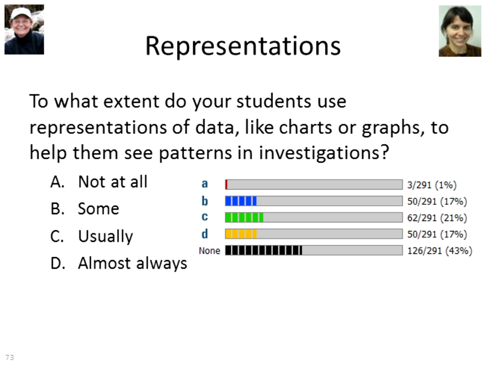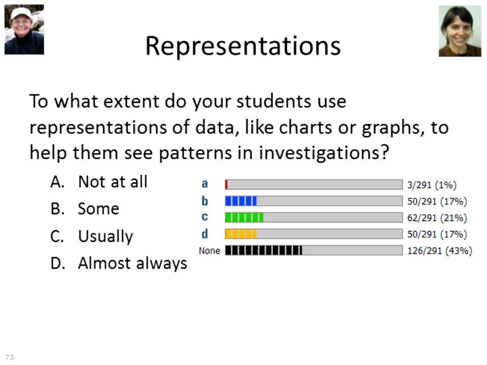For Deb and Jess, it looks like we had 3 people say A, 50 people say B, 62 people say C, and 50 say D. So it looks like our majority is in the C category, 21% there for C, and B and D are tied with 17%. Okay, that's great. Thanks, Bryn.